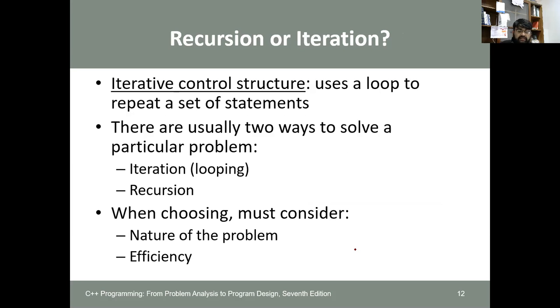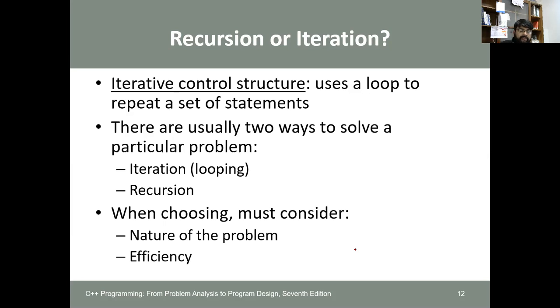So this brings us to the final topic over here, which is recursion or iteration, right? So which one is better? Should we go for iteration? Should we go for recursion? Well, here's the thing. The iterative control structure is a structure which uses a loop to repeat a set of statements. So for example, we can actually solve the factorial problem using a loop as well.